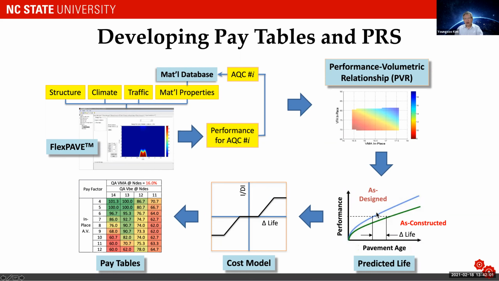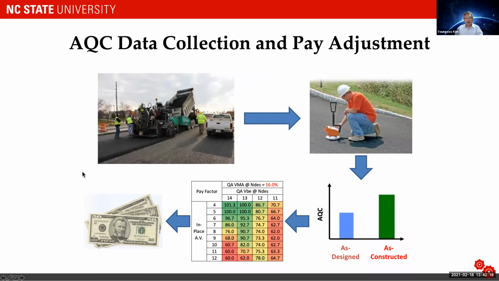And once you have that, you can actually look at the as designed versus as constructed and apply the cost model and develop the pay table. Okay. Now, once the pay table is developed, in actual construction, you don't need to do the performance testing. What you need to do is measure in-place density or some of the volumetric properties, and those are the AQCs. And then you come to the pay table directly. Pay table is based on volumetric properties and determines what the pay factor should be.